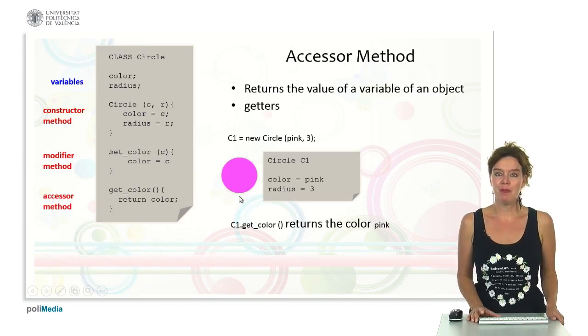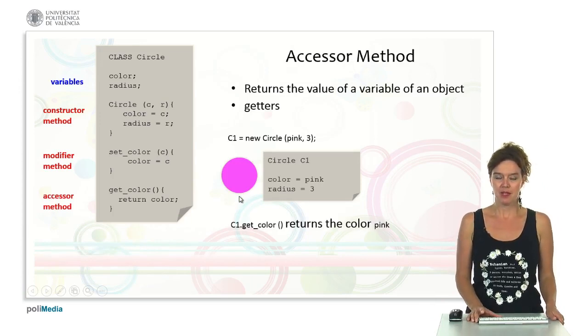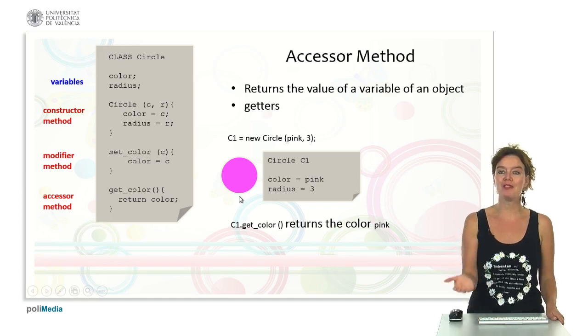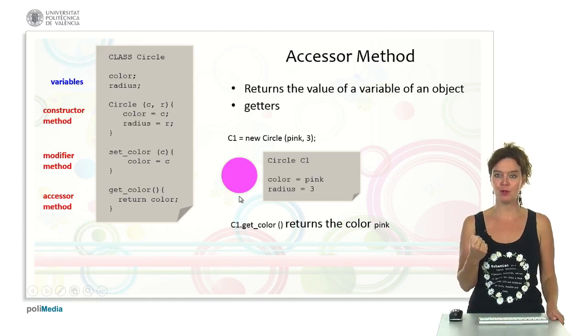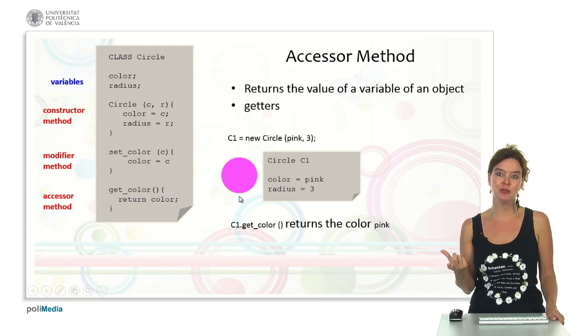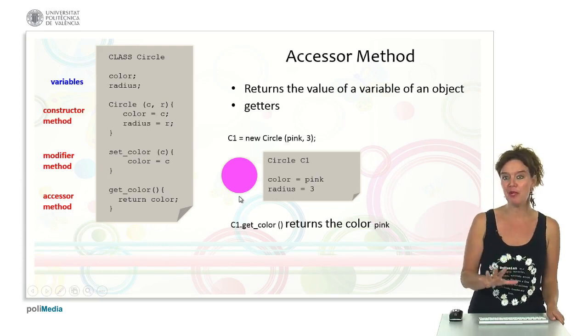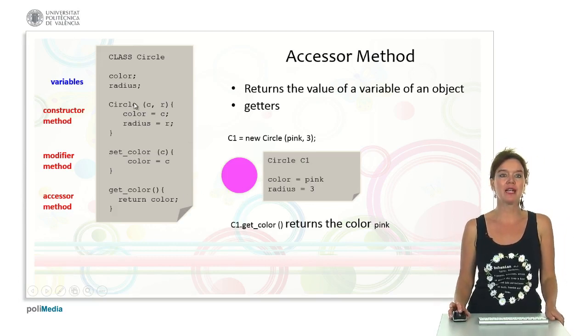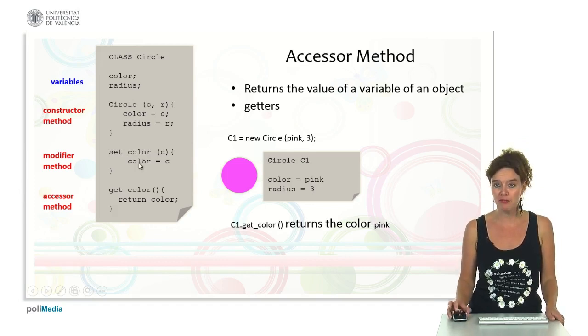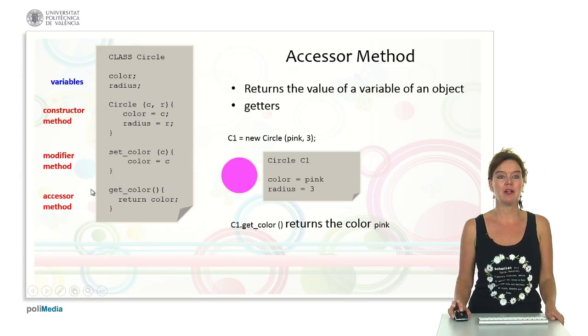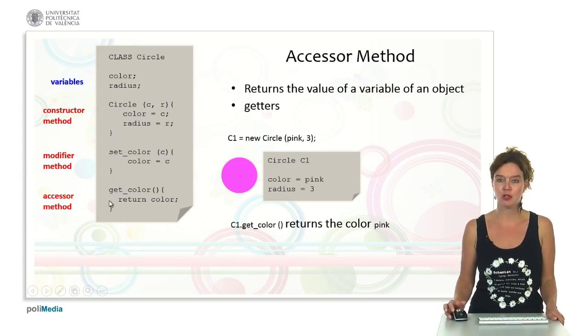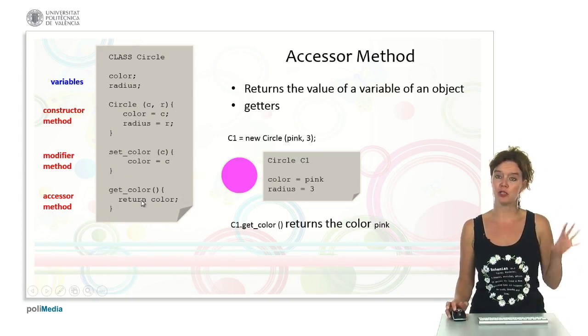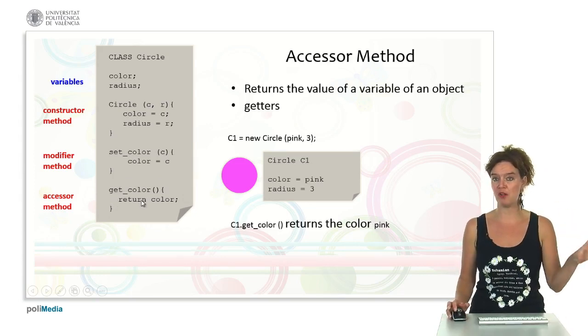The third type of method is an accessor method. These methods you can use to obtain the value of a variable. They're also called getters because they enable you to get the value of a variable in a specific object. Here we have our class Circle again with the variables, the constructor method, the modifier method that we've just seen, and here you see the accessor method or the getter. It says getColor and it will return the specific color of the specific object.